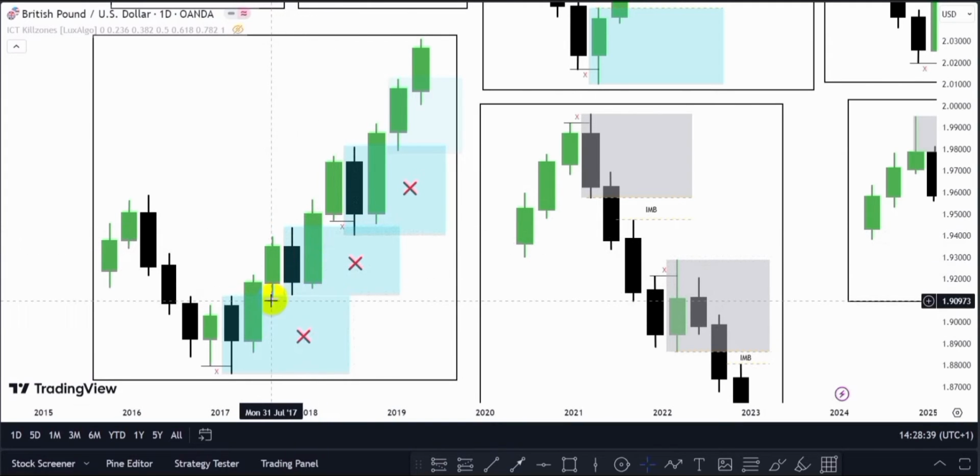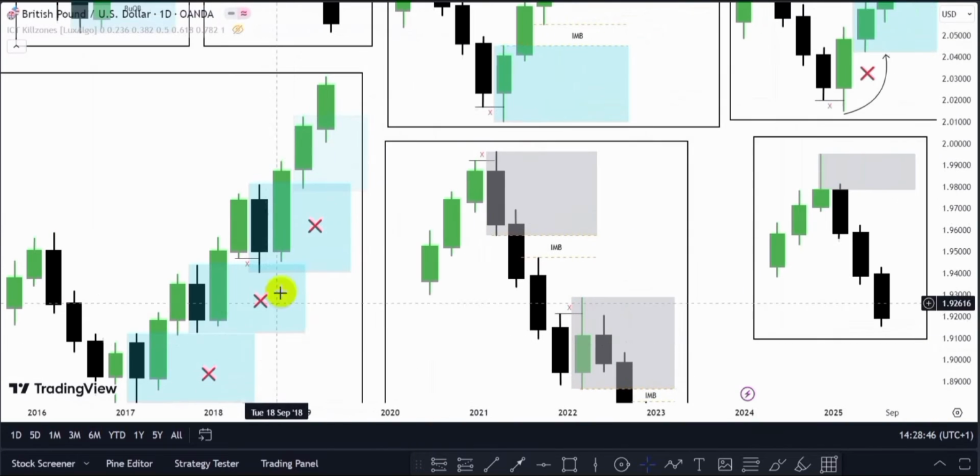We do not have raid of liquidity. We do not have inefficiency. We have raid of liquidity, but we do not have inefficiency resting here. Now you can see this other candle, price came, raided this candle's low, has the raid of liquidity here, but we do not have imbalance resting here. So this is not a valid order block.